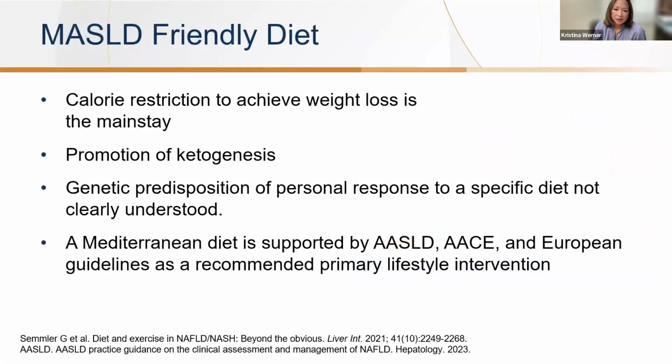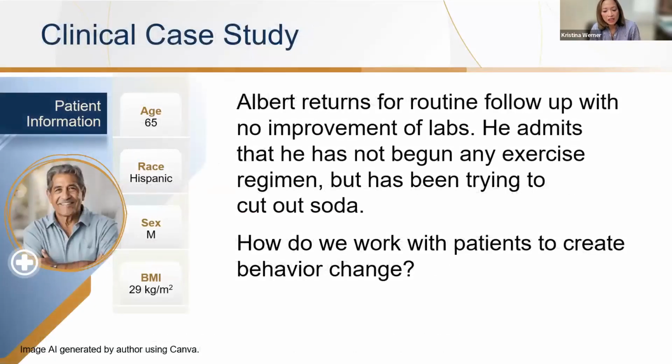So again, back to the diet: calorie restriction to achieve weight loss is the mainstay. It promotes ketogenesis. Genetic predisposition to personal response to specific diets is not clearly understood, and the Mediterranean diet is supported by AASLD, AACE, and European guidelines as a recommended primary lifestyle intervention. So really the goal is 7 to 10% weight loss, which improves steatosis, inflammation, and fibrosis.